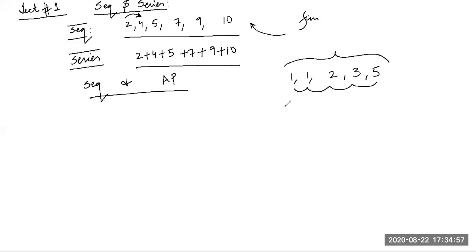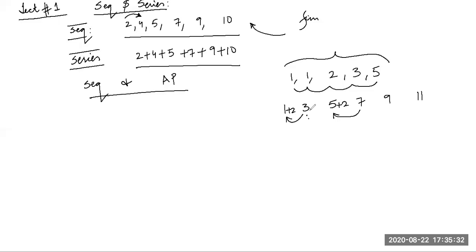But if we talk about 1, maybe 3, 5, 7, 9, 11, now we can see each successive term comes as a result of adding 2 to the last term. Each successive term comes as a result of adding some constant number to the last term.